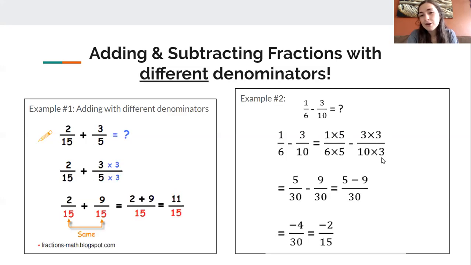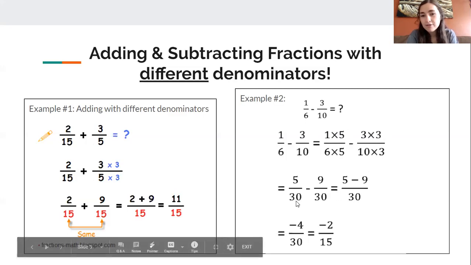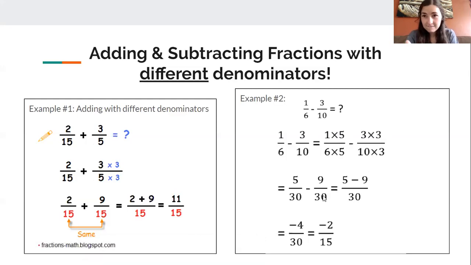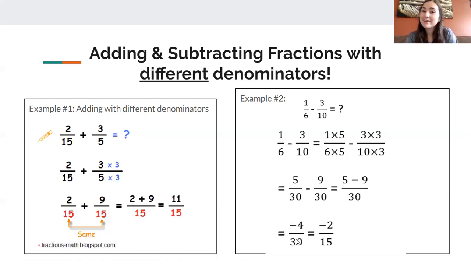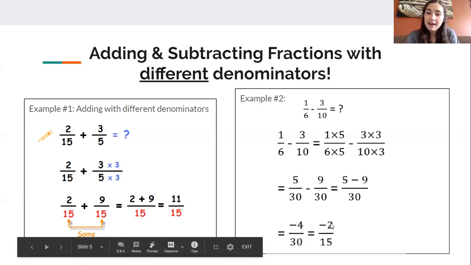So we have 3 times 3 over 10 times 3. And that simplifies to 5 over 30 minus 9 over 30. Okay, take a deep breath. Now, 5 minus 9 over 30. 5 minus 9 is -4. And -4 and 30 are both even numbers, so we can divide by 2. And we have -2 over 15 as our final answer.